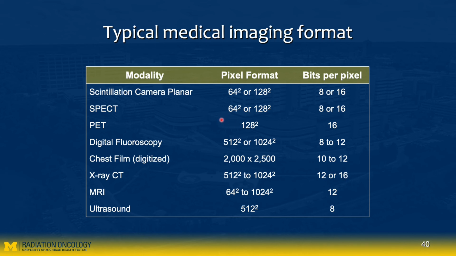Whereas PET, the nuclear medicine imaging, has only 128 by 128. So it's a poor image resolution. We'll learn later on why that is. But typically it is either 12-bit or up to 16-bit depth of images available. Okay, so let's move on.